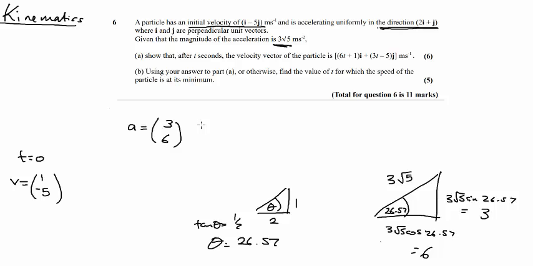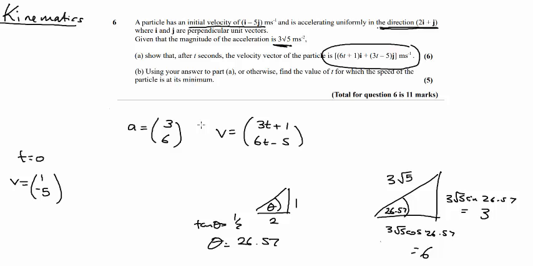Okay, show that, so now I can do my velocity. That's going to be 3t plus 1 and 6t minus 5. Well, is that me done? Have I done this correctly? Have I made some silly error? It looks like that's what it is. 6t plus 1.